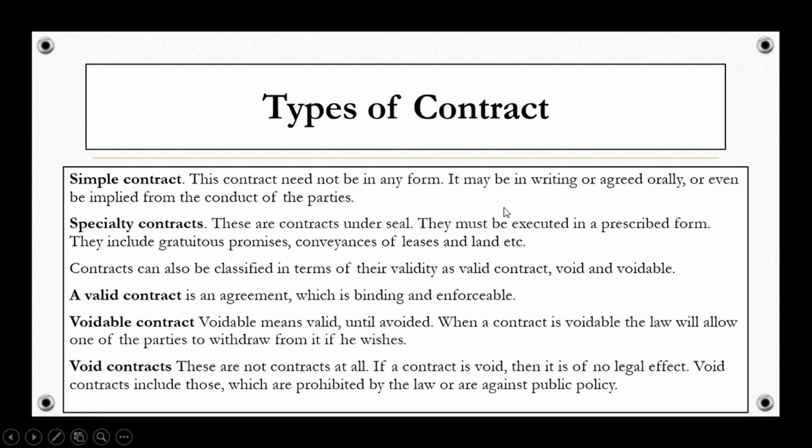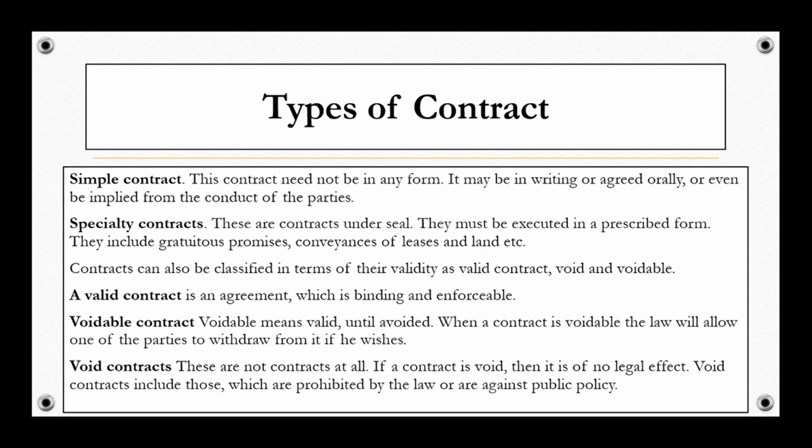In this video we are going to be looking at the types of a contract. So we have different types of a contract, and we are going to be looking at each of them one by one. The first type of contract we have is a simple contract.